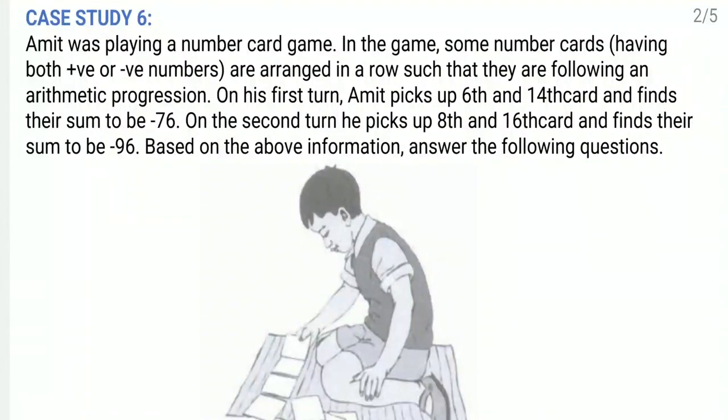Case study based question number 6. Amit was playing a number card game. In the game, some number cards having both positive or negative numbers are arranged in a row such that they are following an arithmetic progression. On his first turn, Amit picks up 6th and 14th card and finds their sum to be minus 76. On the second turn, he picks up 8th and 16th card and finds their sum to be minus 96. Based on the above information, answer the following questions.